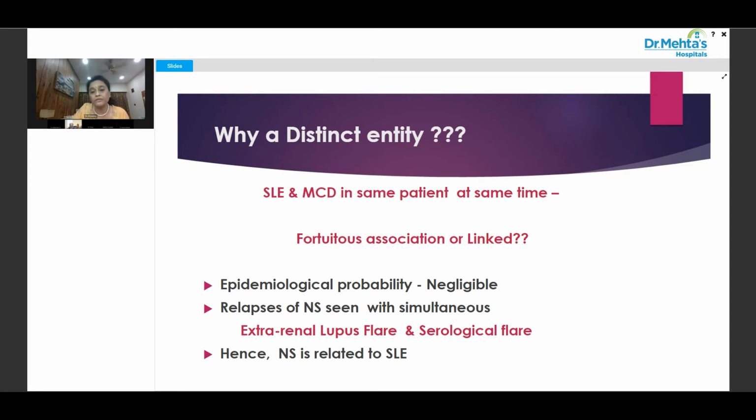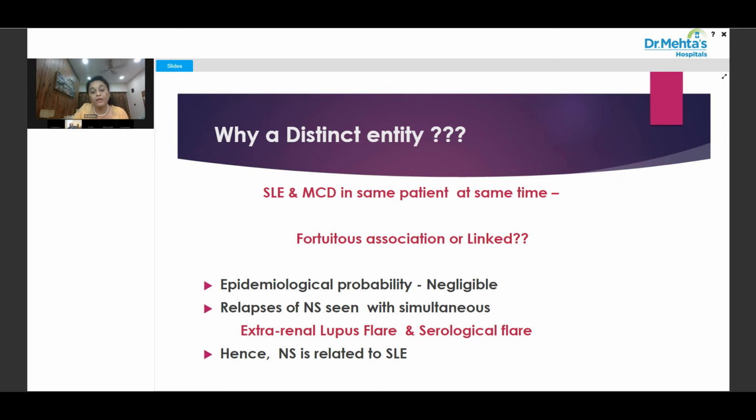So people say, why is it not possible that it's minimal change and SLE happening in the same person at the same time? Is this actually a fortuitous association or is it linked? So the epidemiological probability of the two diseases happening in the same person at the same time is negligible. And also it has been seen that lupus nephritis patients who are having a nephrotic flare also are having extrarenal lupus and serological flare at the same time, indicating that the nephrotic syndrome is linked to SLE and not a separate entity.